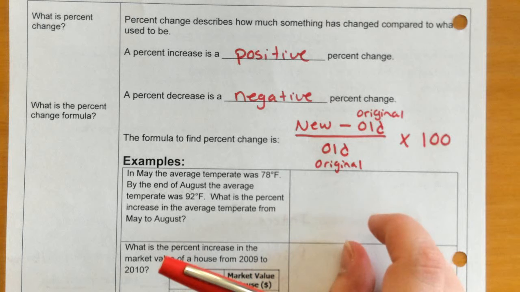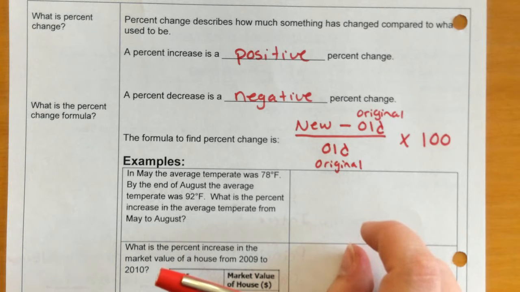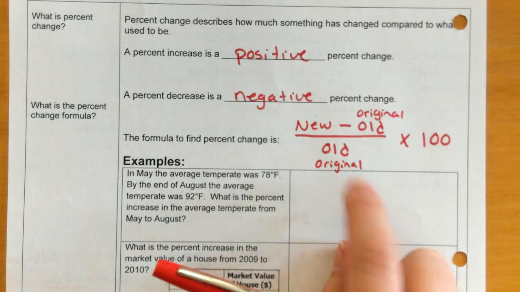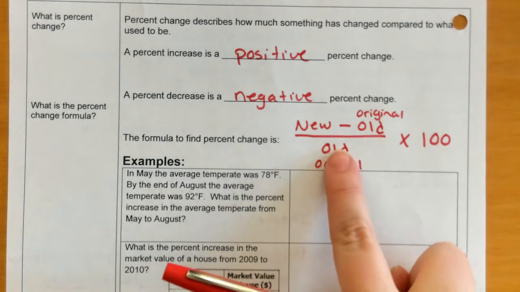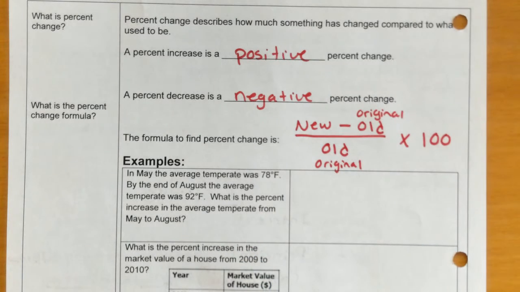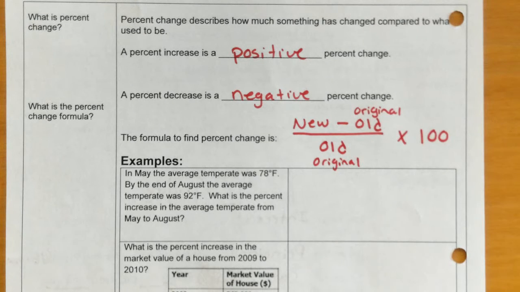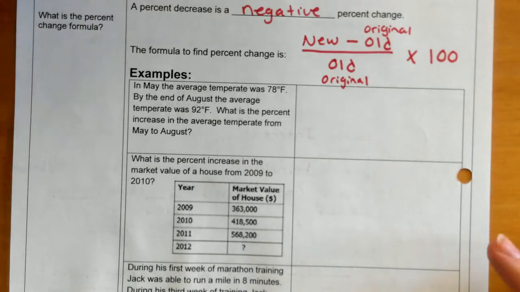Another kind of annoying piece to this is that on your calculator, if you don't hit the equals button enough, you'll get the wrong answer. So you need to hit the equal button 3 different times. New minus old equals, divided by old equals, times 100 equals. Okay? I know it sounds silly, but again, you're going to get it wrong and be really confused and upset, and then I'm just going to tell you that you typed it in wrong, and let's just avoid all of that. So let's look at a couple of these examples.